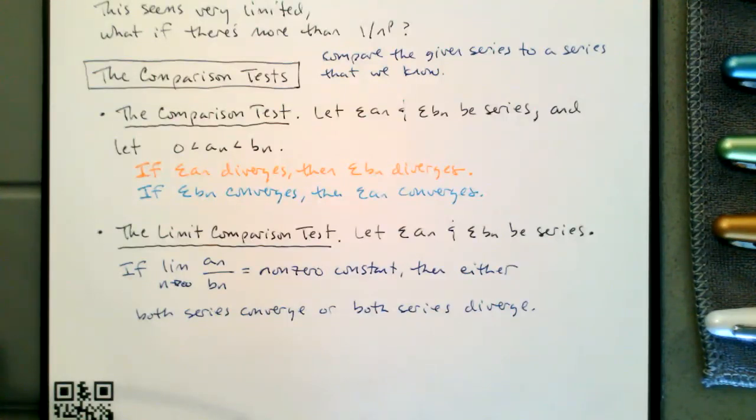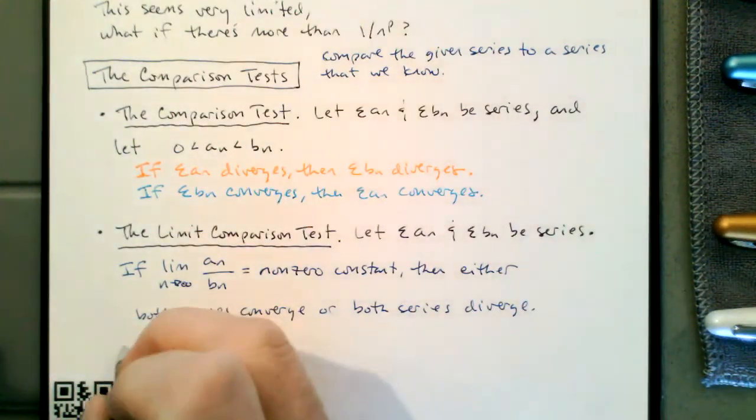But if in the long run we get a non-zero constant, one is just a multiple of the other. And so either they both converge or both diverge because they're both behaving the same way. So this is how we can quantify one series behaves like another.